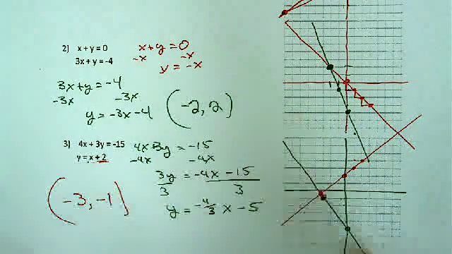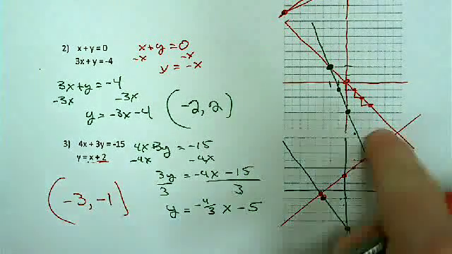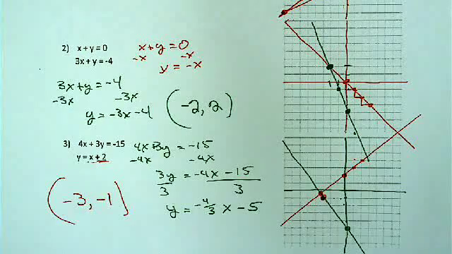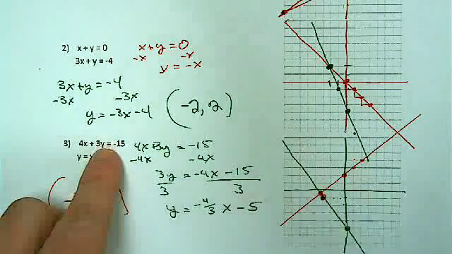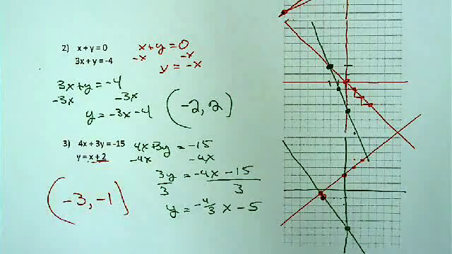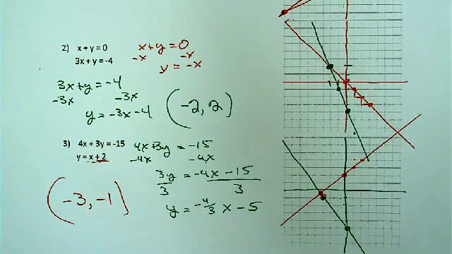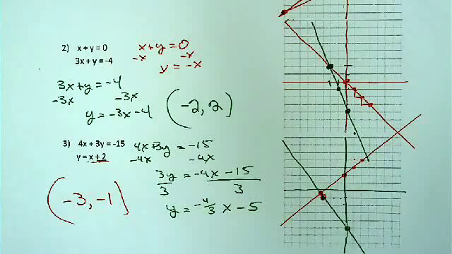Negative slopes go down, positive slopes go up. And most of this section is really all about remembering how to take the equation of a line and get the graph. Once you've got that, it's just a matter of finding where those two lines cross, because that is the solution. All right, hope this helps, guys.